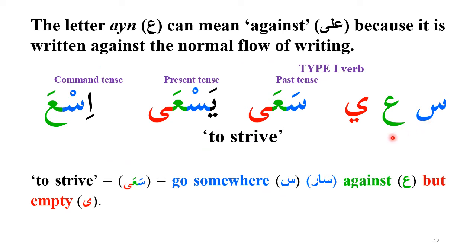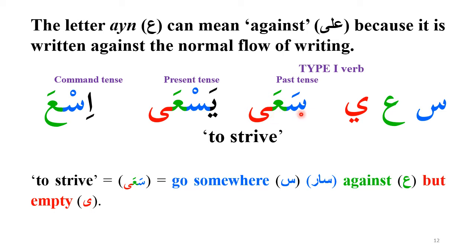All right. Now you see, similarly, sa'a, yas'a, this means to strive. And in here you can see sin is sara, right, going somewhere, and the ain is against, or 'ala. 'Ala means against or the opposite direction. The reason is that the sin and the other letters are written from right to left, but the ain, you can see, is written the opposite way. So the picture here is that you're trying to go somewhere, but there is some opposition to it. And opposition is also 'ala, against.